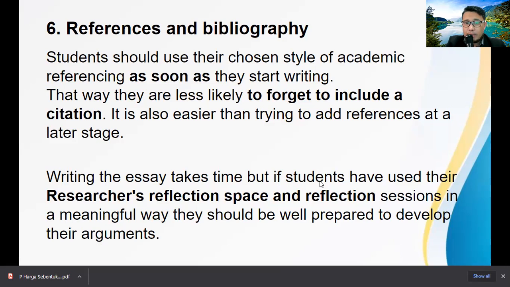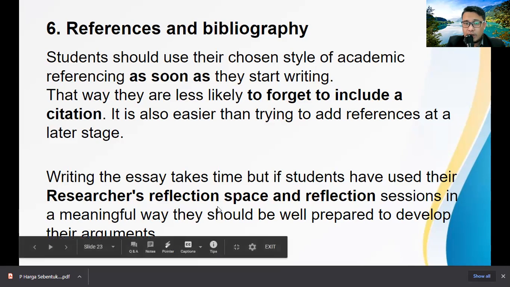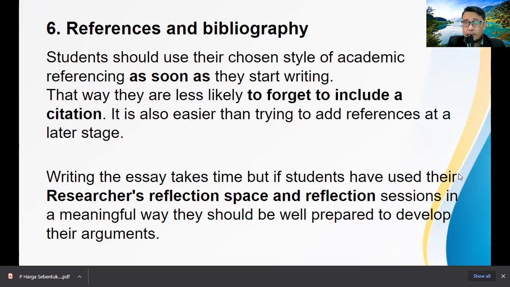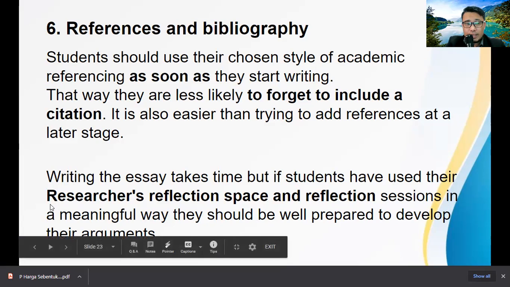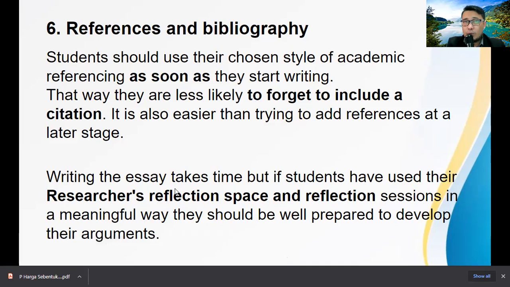Writing the essay takes time, but if the students have used the research reflection space and reflection session in a meaningful way, they should be well prepared to develop the argument. I think this only applies to the IBDP program, because they have the Managebac, and also there's a space for them to write or record every progress that they have in their essay writing.